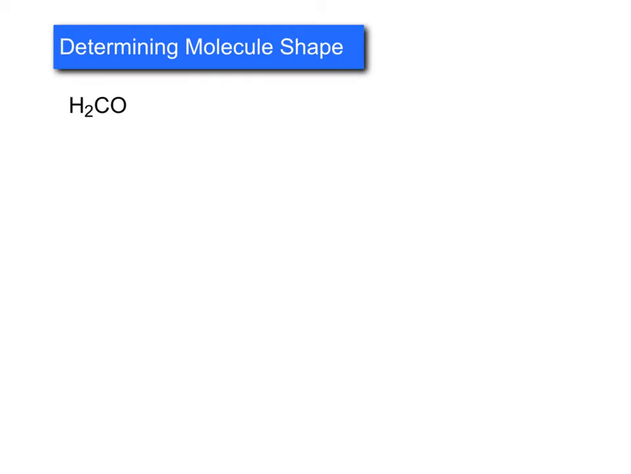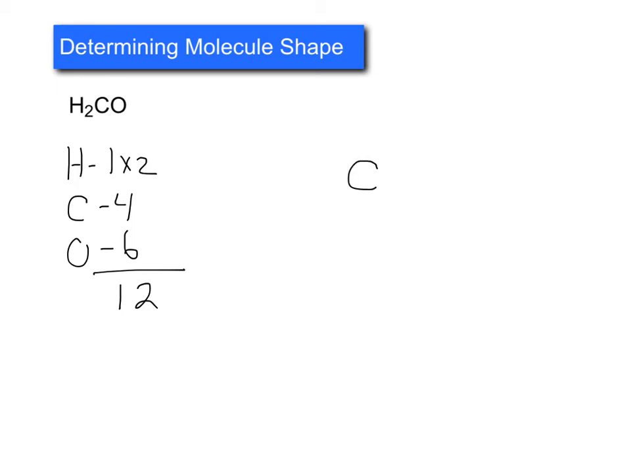All right, so now let's do formaldehyde. So hydrogen, we have 2 of them, and they each have 1. Carbon has 4, like we just did, and oxygen has 6. So if we add those together, we get 12. Carbon is less electronegative than oxygen, and hydrogen can't go in the middle, so we're going to stick carbon in the middle. We're going to put each of the other atoms around it.